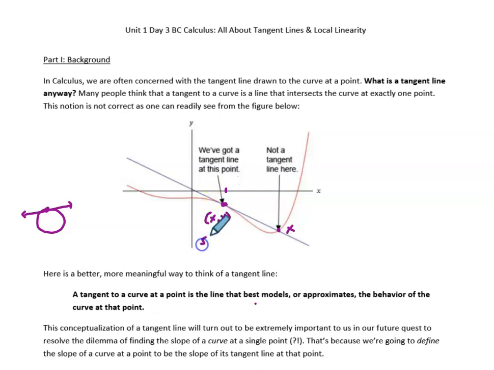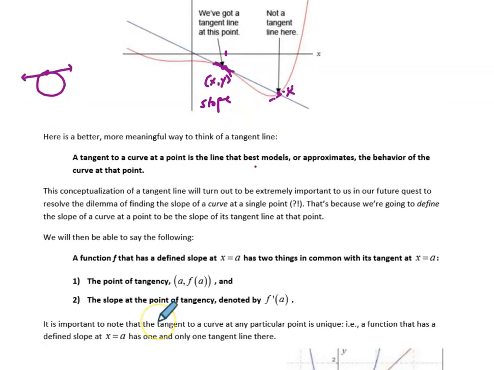And also the slope of the tangent line is identical to the slope of the function at that point of tangency. That is why this line over here is not a tangent line, because whereas we share the same XY coordinate, we do not share the same slope, because the slope of the line is negative, whereas it looks like the slope of the function is positive. So in order to best approximate the behavior of the underlying curve, we are required to have a shared point and a shared slope. That's what's written here in bold.